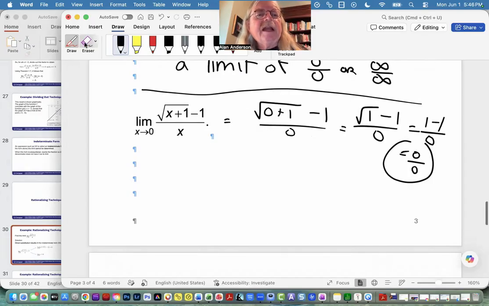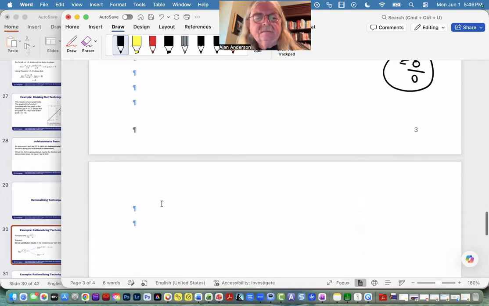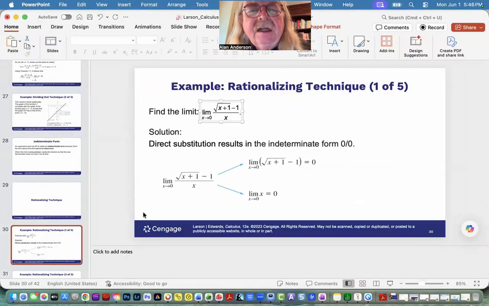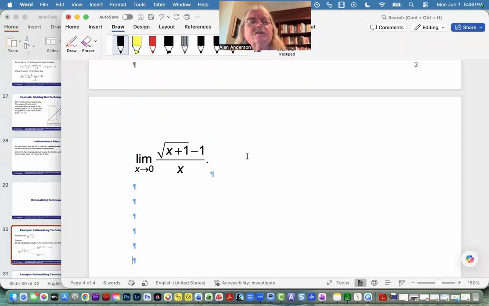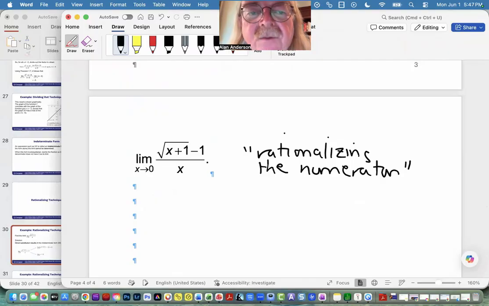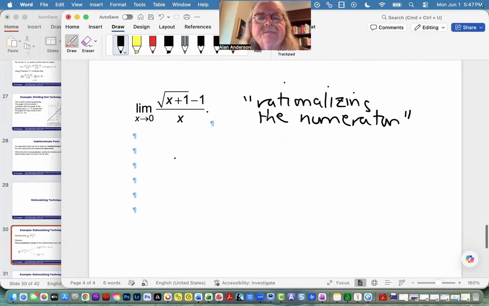All right, we have a very special technique that we can use, and it's called rationalizing. We're going to do something called rationalizing, in this case, the numerator. Because the way things stand right now, radical x plus 1 is an irrational number. So here's what we're going to do.